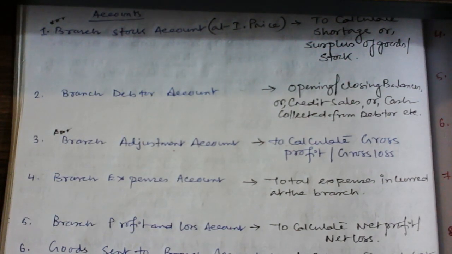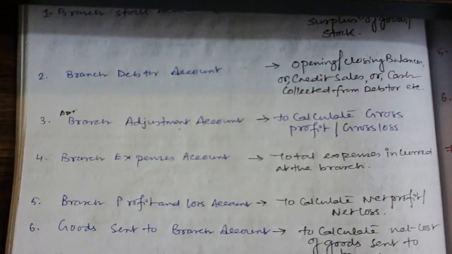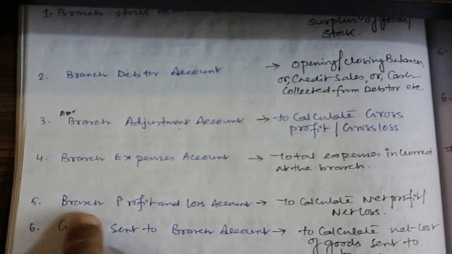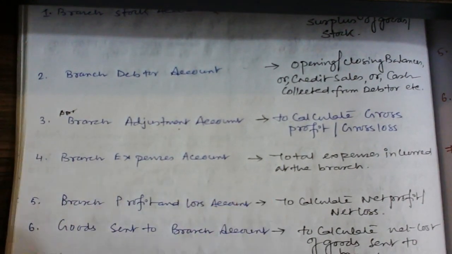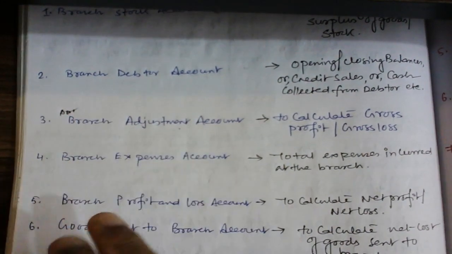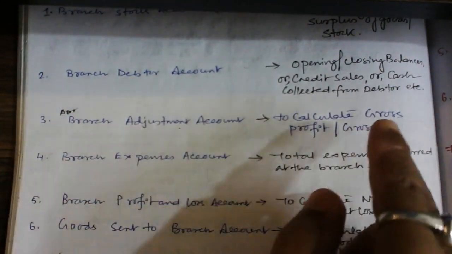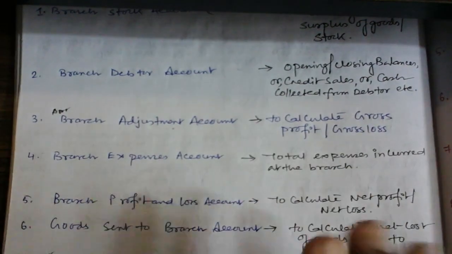That is done. Now, next, the branch expense account. What is this branch expense account? The branch expense account is the total expenses incurred at the branch. I am repeating, the branch expense account is nothing but to calculate the branch expenses during a particular period at the branch. The branch P&L account will give you the net profit or the net loss. See, GP we have calculated from the branch adjustment account, and the branch P&L will give you the net profit. Here it is a gross profit, it is a net profit, nothing else.